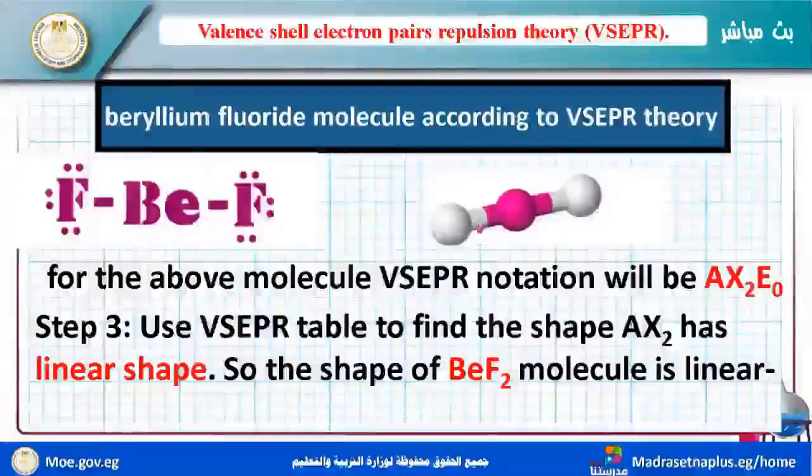Why is it a linear shape? Because for the molecule above, the VSEPR notation will be AX2E0. Why 0? There are no lone pairs here. Use the VSEPR table to find the shape of AX2. AX2 has a linear shape. So the shape of BeF2 molecules is linear.